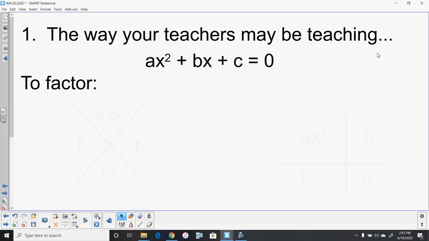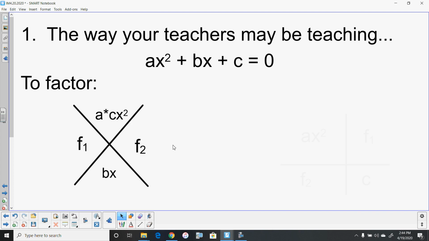The way your teachers are probably showing you how to solve something like this is you're first going to start with the diamond problem. You're going to put in the top of the diamond the first term, ax squared, times c. So we get a times c x squared. In the bottom, you're going to put whatever b is with x. If you're confused because I've just got letters all over the place, it'll hopefully make a lot more sense when I start giving you some numbers. We try to come up with two factors that satisfy the diamond problem.